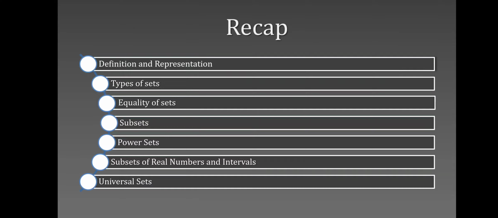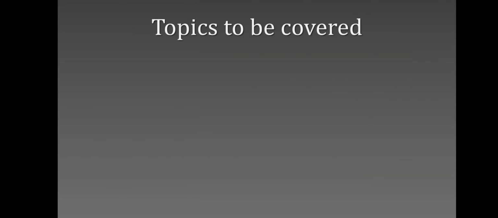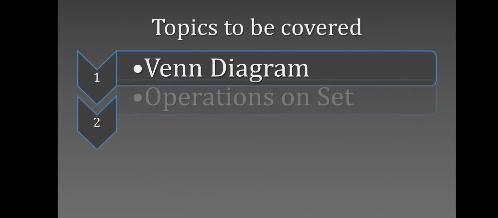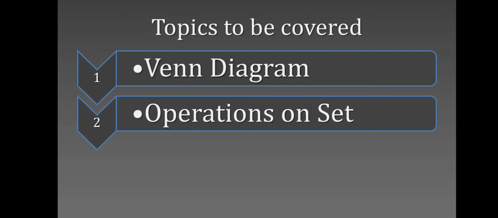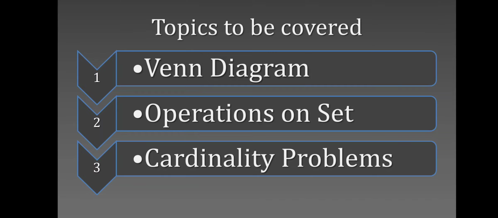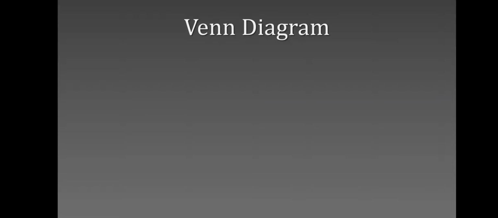Now as we move on, let us first know what are the topics that we are going to cover in this class. So the first one that we are going to cover is Venn diagram. This is something which you already know, I believe. And then we are going to talk about operations on sets. This is also something you know. And third one, we are going to talk about cardinality problems. So let us begin with Venn diagram.